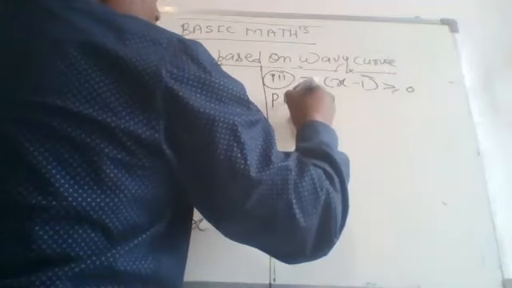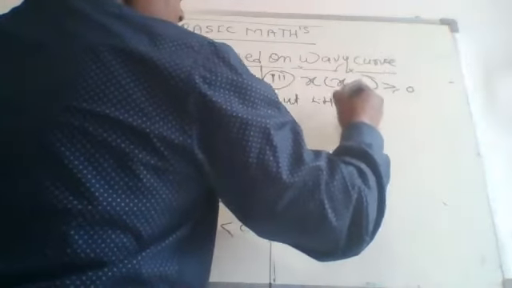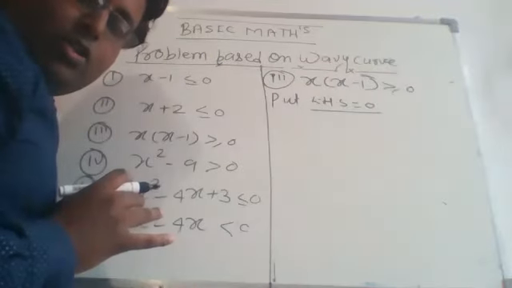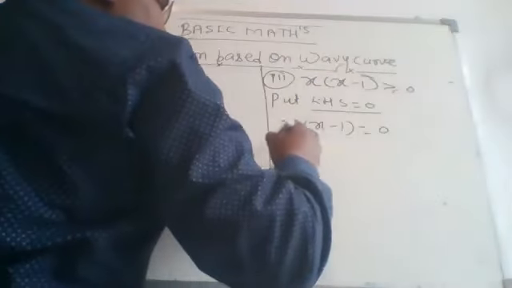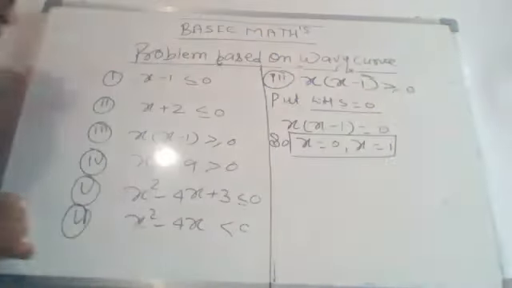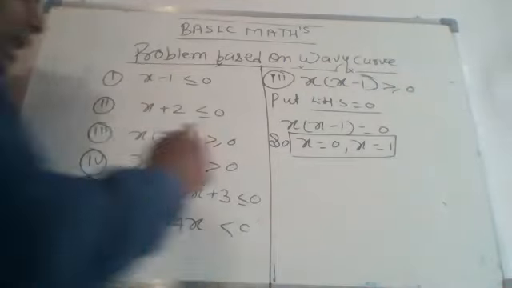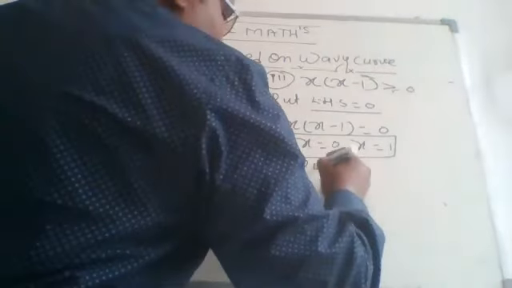So we have to put the left hand side equals to 0 now. When you put the left hand side equals to 0 over here, what do we get? x into x minus 1 is equals to 0. So we get x is equals to 0 as well as x equals to 1. Now just see on the board. There are two solutions now. And after that, we have to put the solution on the number line.